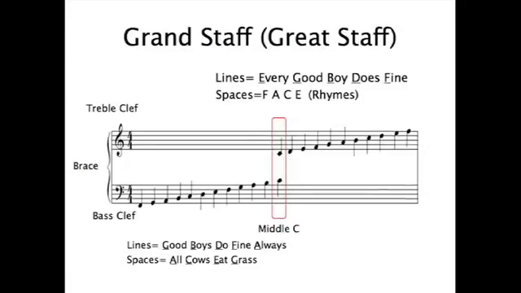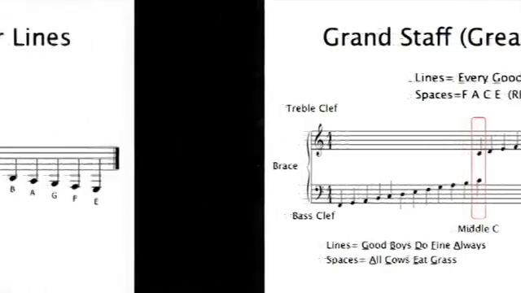Here's a quick reminder: treble clef, bass clef, and there's your brace. Bass clef lines: good boys do fine always, and then there's a middle C. And that red bracket is the same middle C for both clefs. It's the exact same note. Spaces going up, all cows eat grass. Treble clef, if you continue up after the middle C, is every good boy does fine on the lines. Spaces, the word face, rhymes with space. Be able to reproduce this or something similar for the test, so you know how this goes.